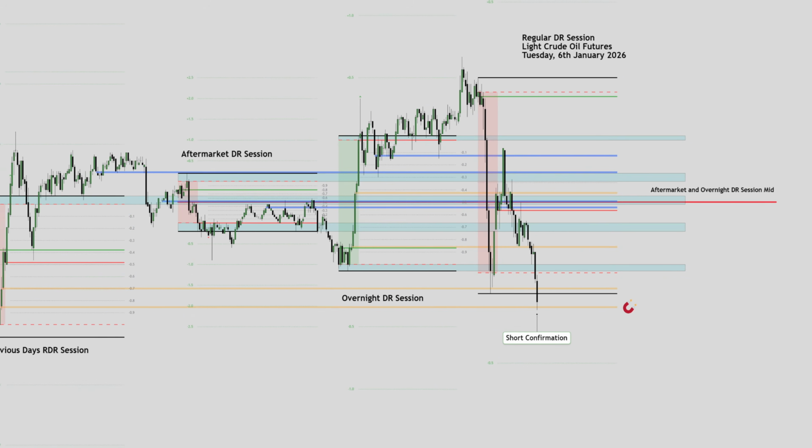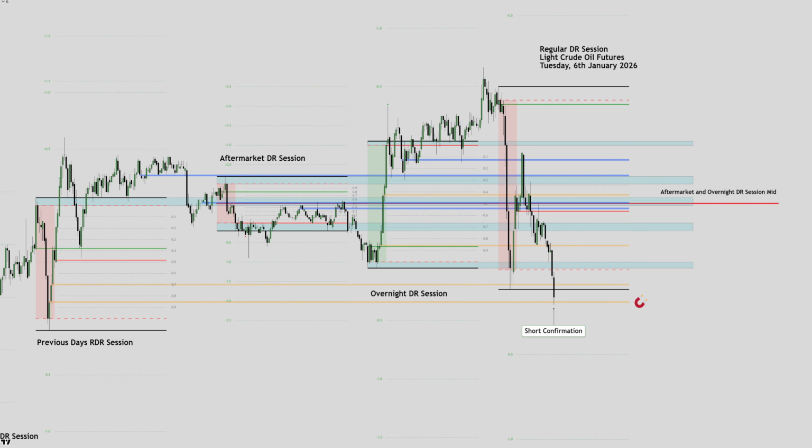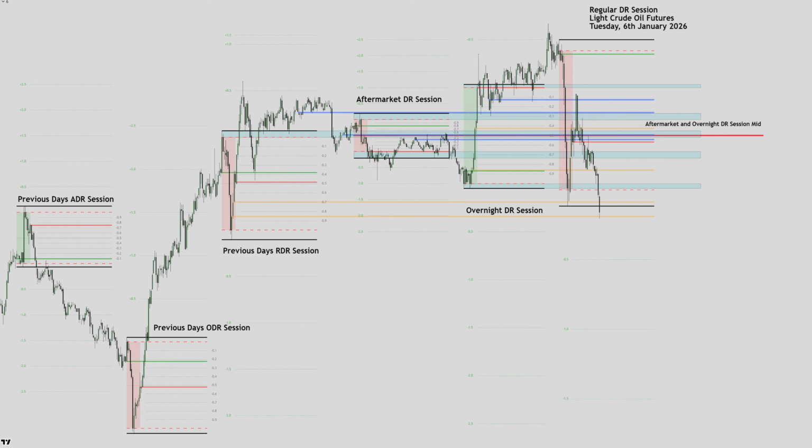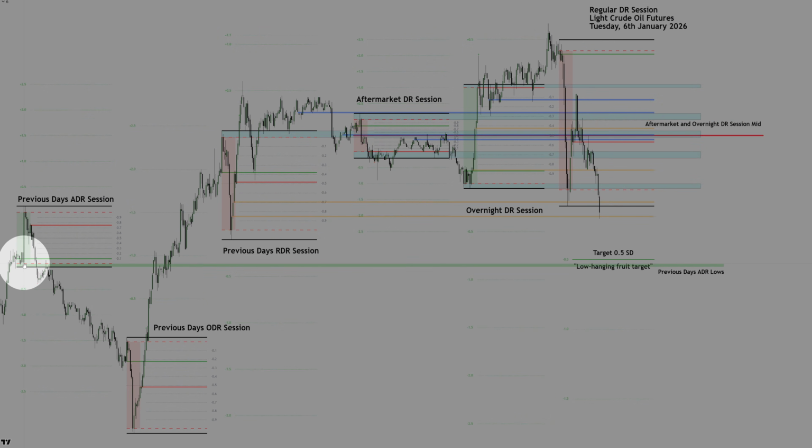From an IDR Basics perspective, everything now aligns to focus on short side opportunities. The open volume imbalance has been rebalanced, so what are the potential targets? The most conservative target would be the plus 0.5 standard deviation level, which aligns closely with the previous day's aftermarket session low just a few ticks below.